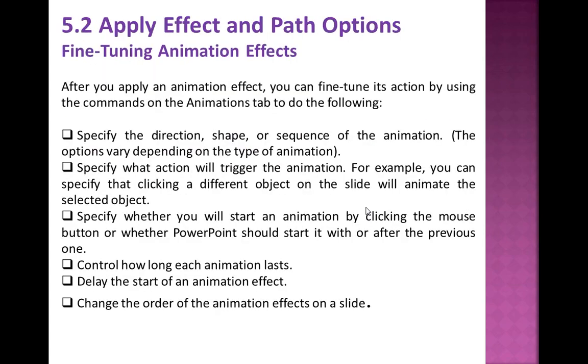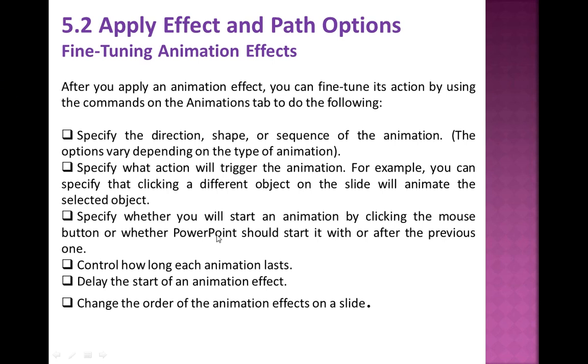Next is 5.2, how to apply effects and path motions. Means how to apply different effects and the path motion effect options that are available for animation in MS PowerPoint 2010. After you apply an animation effect, you can fine tune its action by using the commands on the animation tab. You can specify the direction, the shape, the sequence of the animation. You can also specify what action will trigger the animation. For example, you can specify that clicking a different object on the slide will animate the selected object.